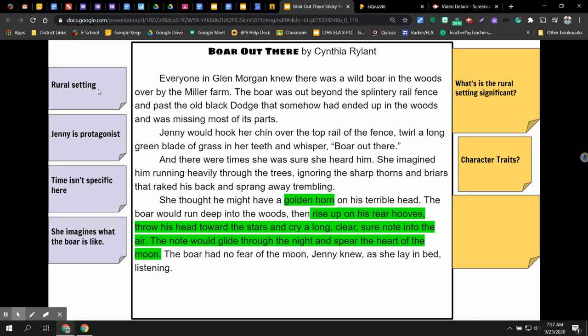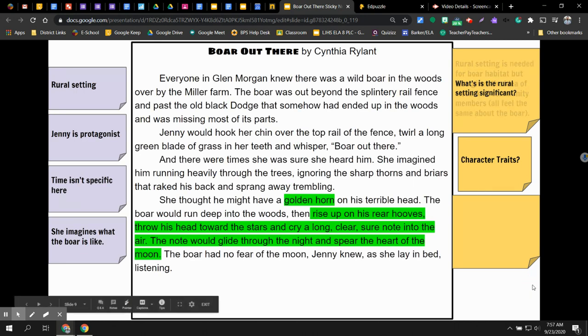First thing we did was we identified the setting, right? It's a rural setting. So one thing you might do in the yellow stickies is just think about, why is that rural setting important? What significance might it have ultimately for the story? So go ahead and tell me what you think.